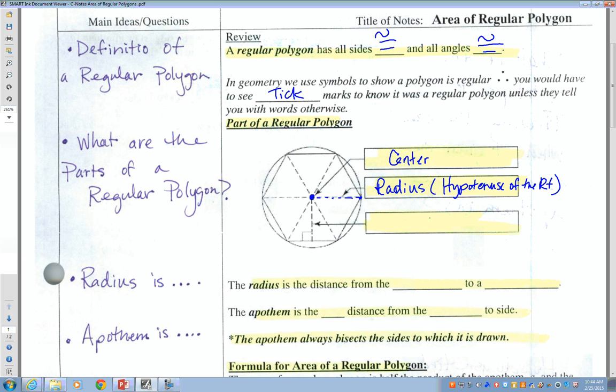Now this segment is probably new for you. And this is the most important segment, because you have to know the measurement of that part to find the area of a regular polygon. This segment is called the apothem. The apothem is a segment that goes from the center to the side of the regular polygon. Because it's perpendicular, it will create a right triangle with that radius, meaning the radius becomes the hypotenuse of the right triangle. Usually we use the lowercase a to show that is the apothem.